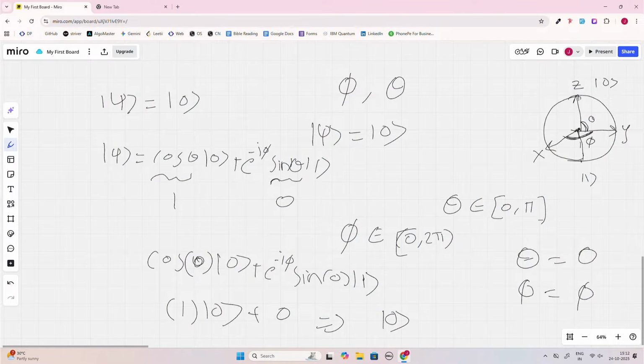Now let's go to the 1 state. So if you are going to the 1 state, then what should your theta value be for the 1 state? What is the theta value? Not 90. Theta should be pi.